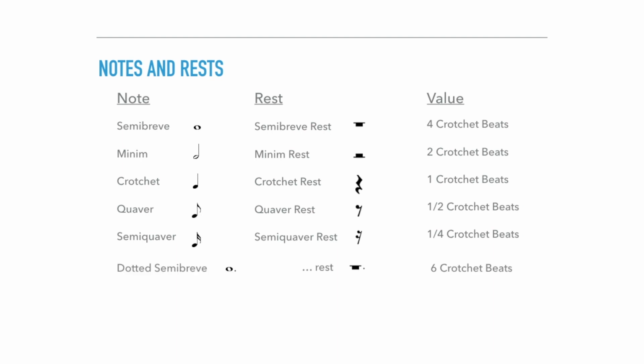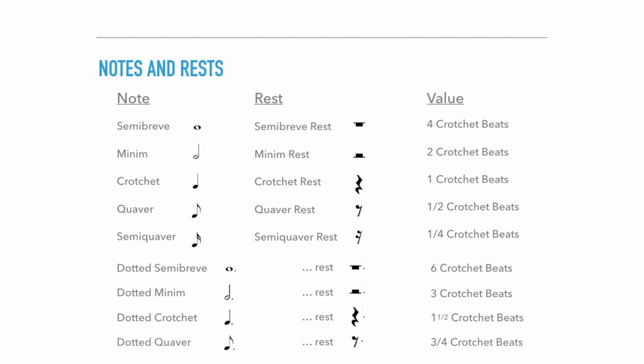So here we've got a dotted semibreve, which is a semibreve plus a minim, which is worth 6 beats. A dotted minim is the same as a minim plus a crotchet, which is 2 plus 1 equals 3. A dotted crotchet is 1.5 beats, and a dotted quaver is half plus a quarter, which is 3/4.